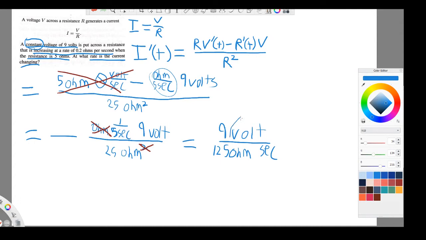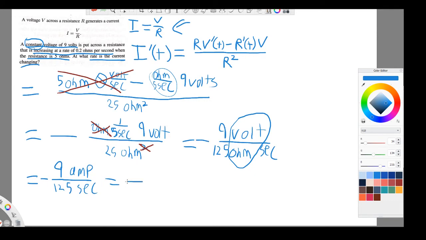We see here that there's volts over ohms, so voltage over the resistance, and according to Ohm's law, that's just the current. This becomes amps, because that's the unit for current, so 9 amps over 125 seconds. This simplifies, so don't forget the negative sign. Very important to know that the current is decreasing here. So that's equal to negative 0.072 amps per second. That there is the answer.